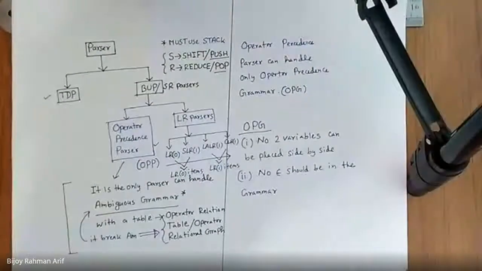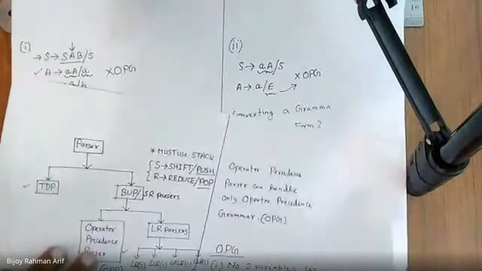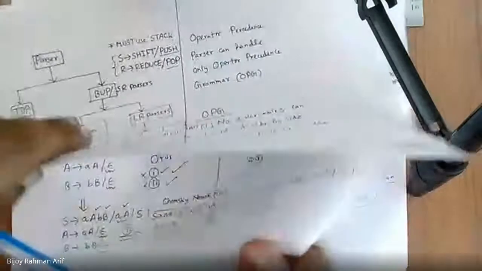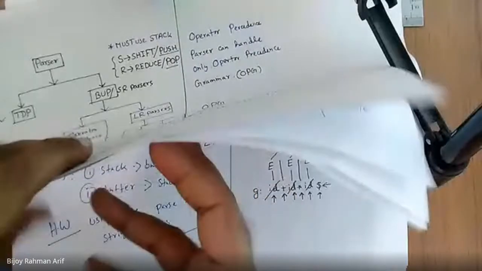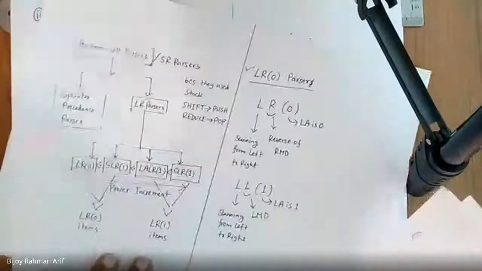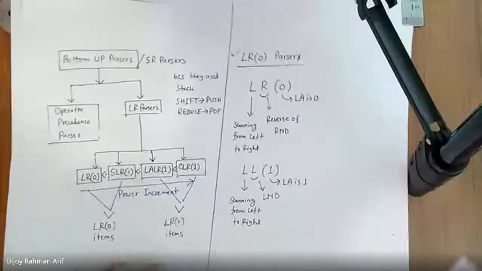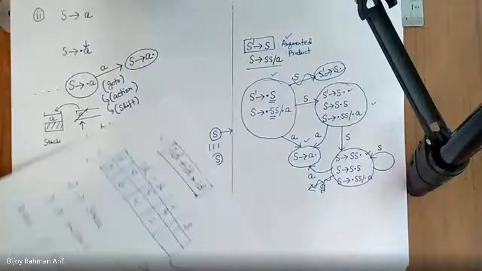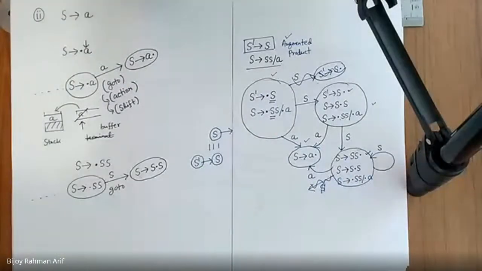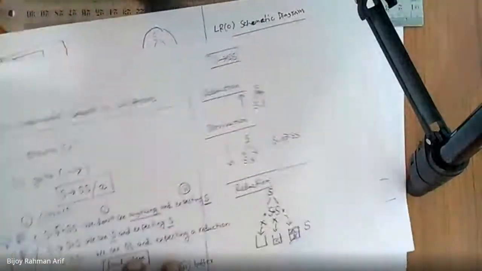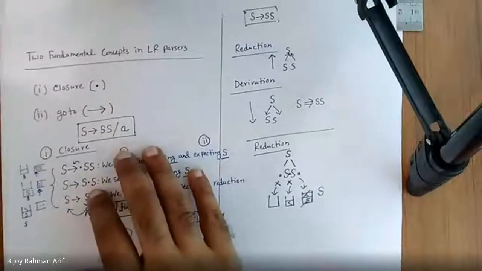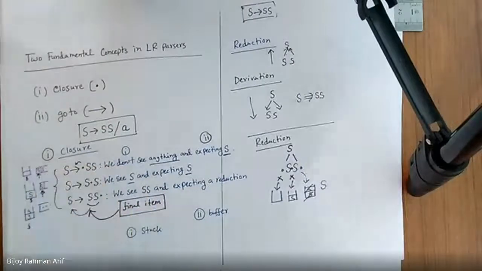Now let's talk about what closure and goto are. So let's go to closure and goto. They are actually types of operations.